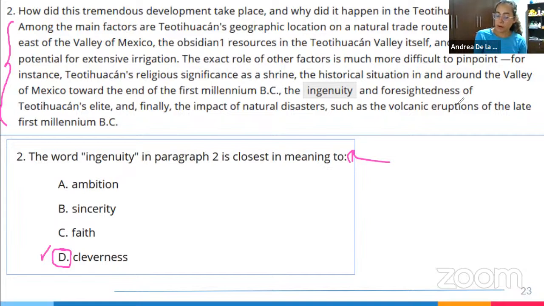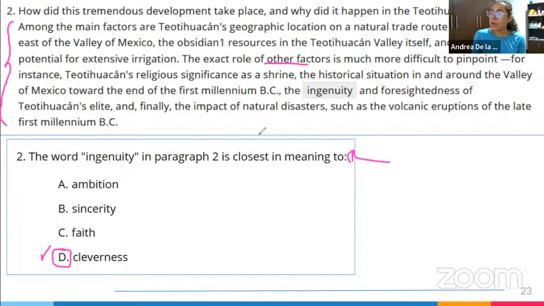So basically, this paragraph here talks about the factors that led to the development of the city, right? If you guys read the first sentences, that's where you can find that information. How did this tremendous development take place? Why did it happen in the Teotihuacan Valley? Among the main factors are, and they start pretty much enlisting the factors, and then they talk about other factors as well. So everything here revolves around the factors, the reasons, the elements that led to the development of the city.